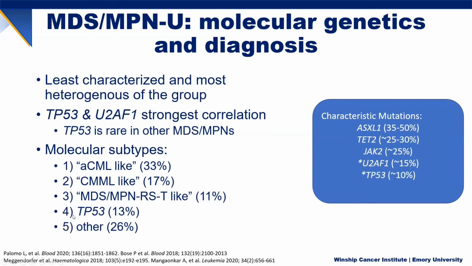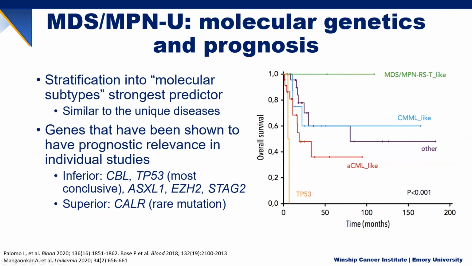And then a fourth group of patients that have the TP53 mutation, which again is unique because it's not typically seen in these other diseases, and about a quarter of patients that really didn't fit into any of these categories. What they found is that breaking patients down by the disease they're most similar to from a genetic standpoint had the biggest impact on predicting prognosis.